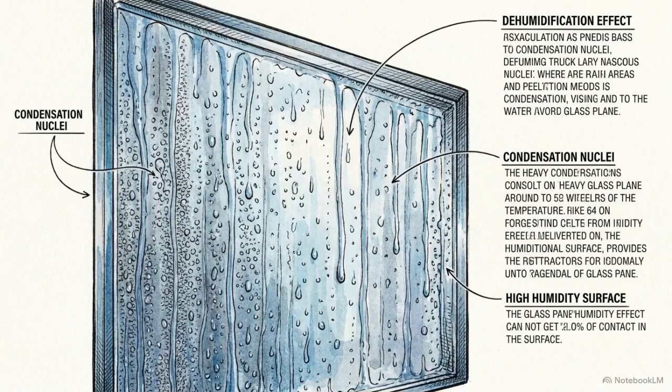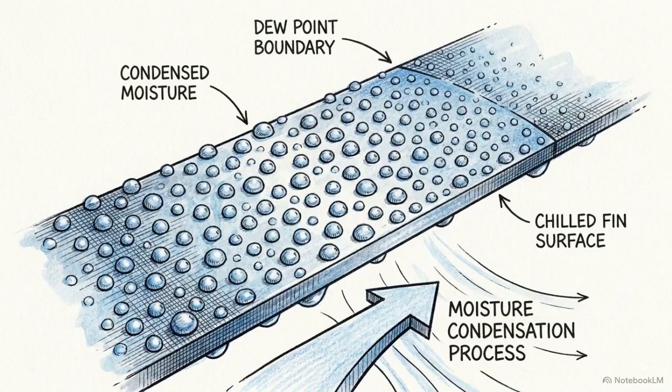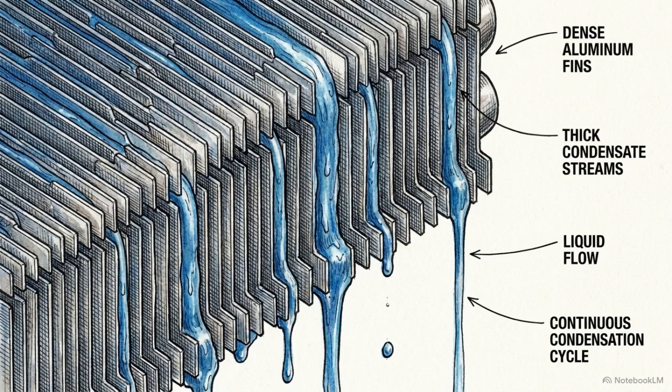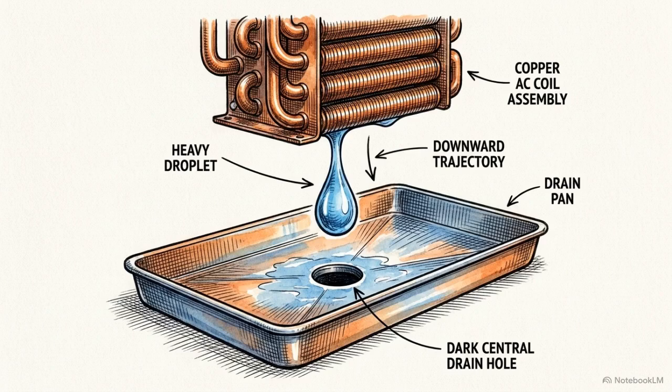But there is a secondary consequence to running warm air over a cold surface: dehumidification. When the warm, humid air in your room makes contact with the cold metal coil, it hits its dew point. The air physically loses its capacity to hold moisture. That ambient humidity condenses into liquid water droplets on the outside of the coil, dripping down into a pan and draining out of the system entirely through a separate pipe.